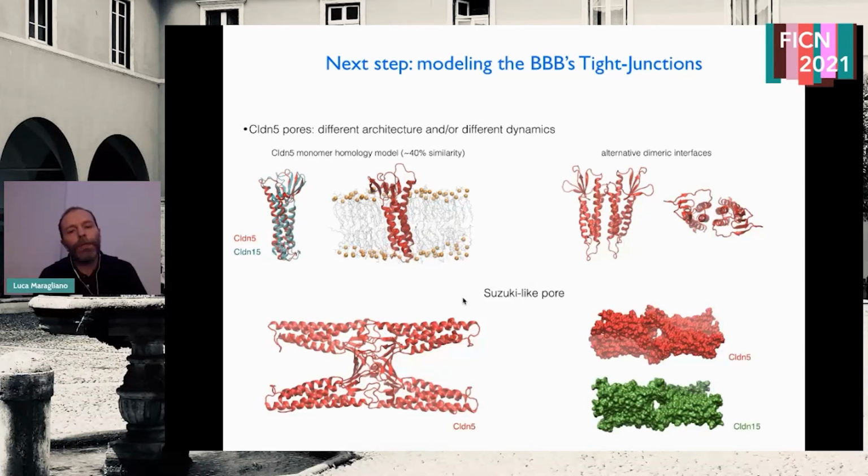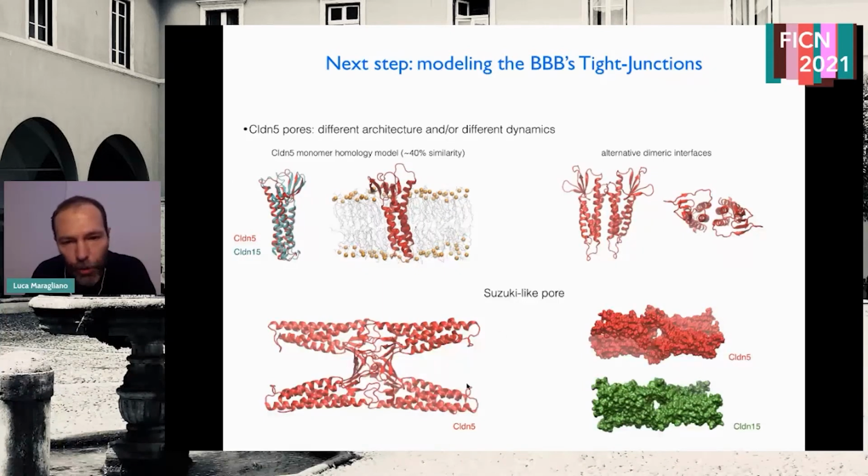Now the question is, the blood-brain barrier is much more restrictive than the intestinal barrier, so it's much more selective. So the idea is whether the claudins are organized in a pore like the Suzuki one, but the dynamics of the extracellular loops is different, and so occasionally they close the pore, or whether they are arranged in completely different dimers, and when the cells are together, these dimers give rise to different pore conformations. So we are exploring both hypotheses.